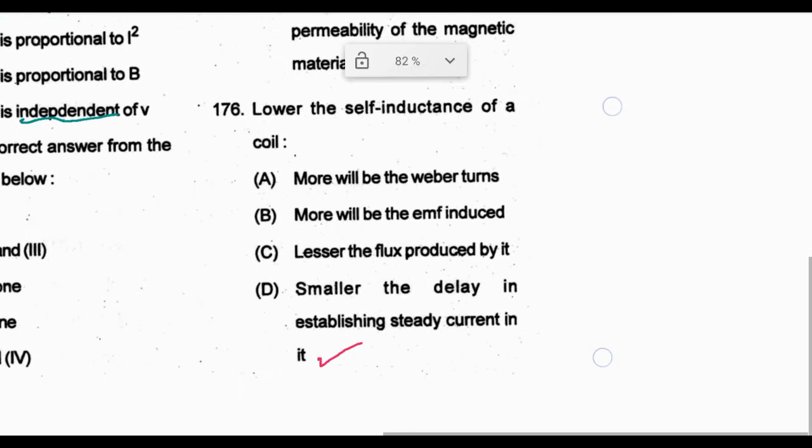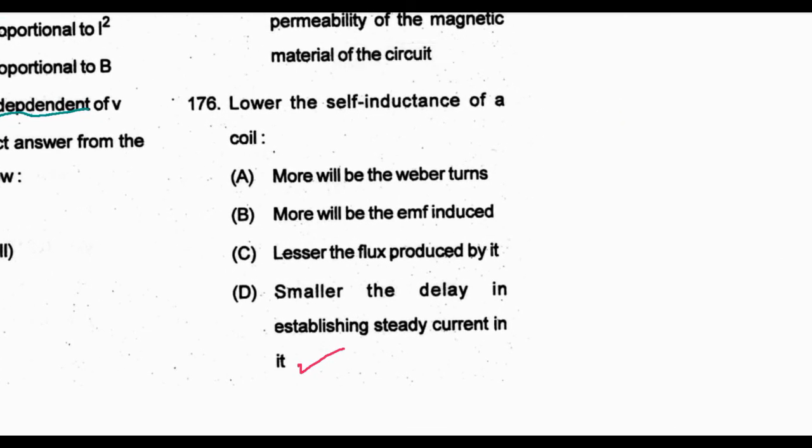Question number 176. Lower the self inductance of a coil: option A, more will be the Weber turns; option B, more will be the EMF induced; option C, lesser the flux produced by it; option D, smaller the delay in establishing steady current in it. So it is given by V is equal to L di by dt. So for steady current, self inductance should be low. So option D here is the correct answer.